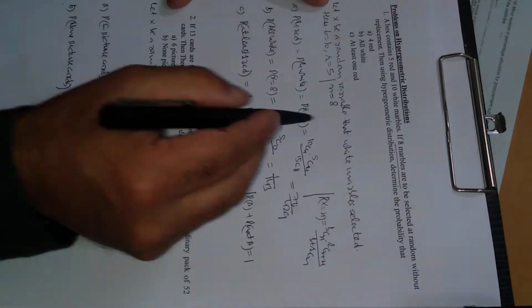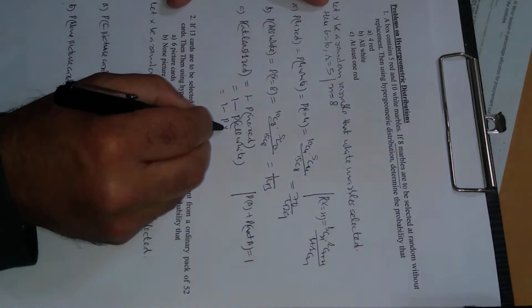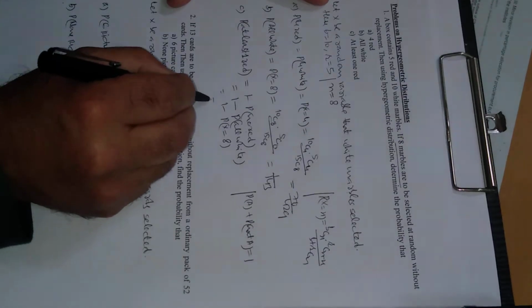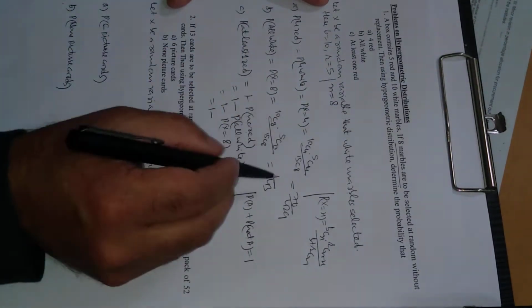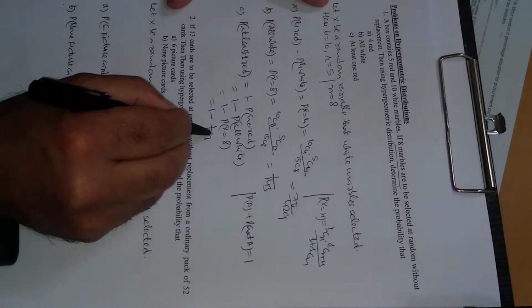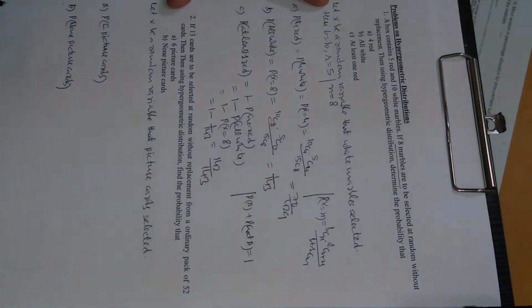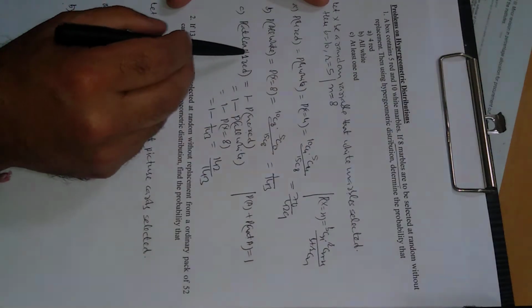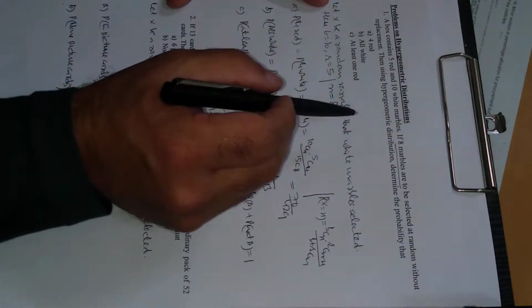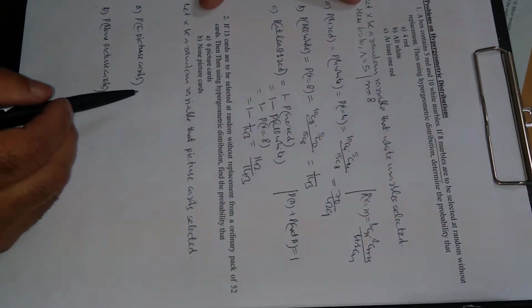So all white means, because 8 marbles are to be drawn, P of x is equal to 8. We already know this probability. P of x is equal to 8 is this one, 1 upon 143. So this will be 142 upon 143. So these are the probabilities of these events using hypergeometric distribution.